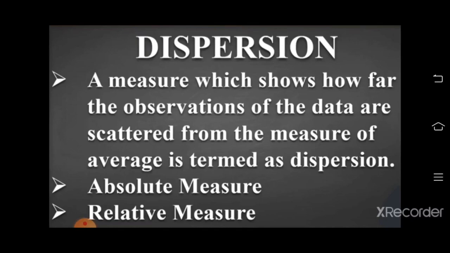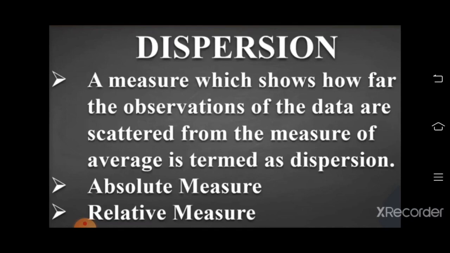What is an absolute measure? A measure of dispersion which is expressed in the same unit in which the observations of the data are expressed is called an absolute measure. For example, if the original data are in kilogram, an absolute measure will also be in kilogram. A relative measure of dispersion is a measure which is free from the unit of measurement.